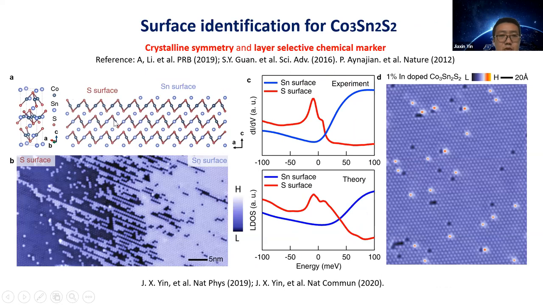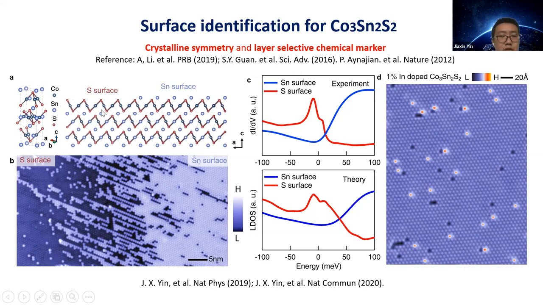For this material, there are two kinds of cleaved surfaces: the sulfur surface and the tin surface. But the key challenge for our STM is that these two surfaces have exactly the same lattice symmetry and lattice constant. So how to distinguish these two surfaces is a major challenge for our STM. Here we first use crystalline symmetry to do the surface assignment.